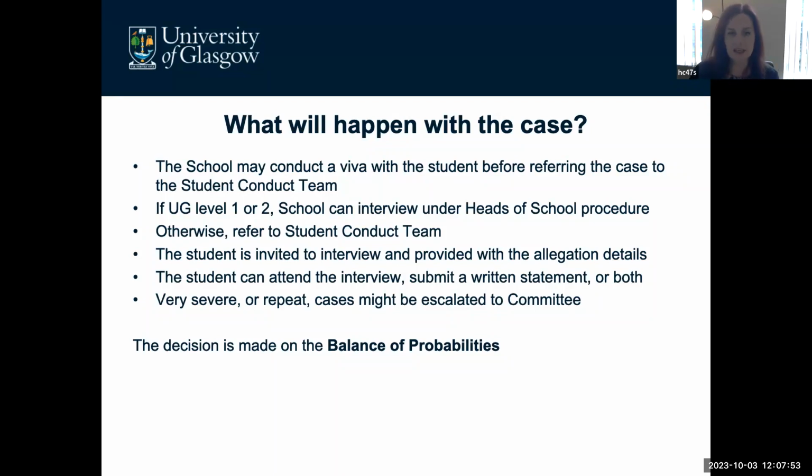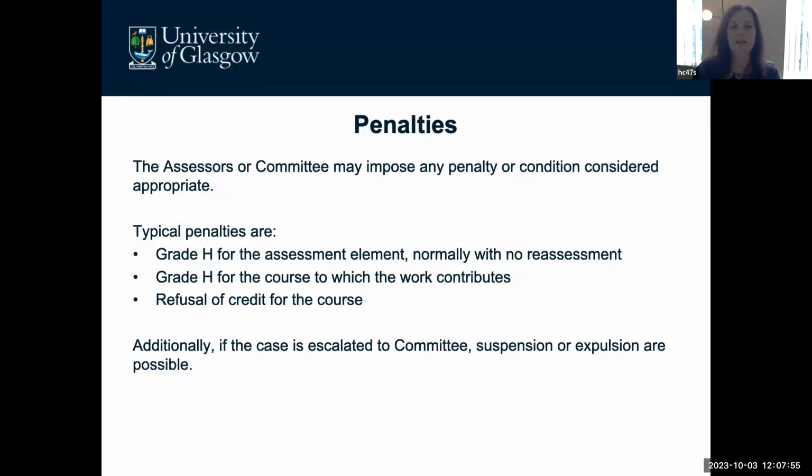And if we move on to the next slide, we can see what is typical once these cases come to us. So assuming that the case is established and the assessors have decided that the student has done something, then the normal penalty would be a grade H without a resubmission opportunity or a reset. There might be a grade H for the entire course if it's particularly bad, or in a couple of cases, or I think one case this year, we've had the credit was refused for the overall course.